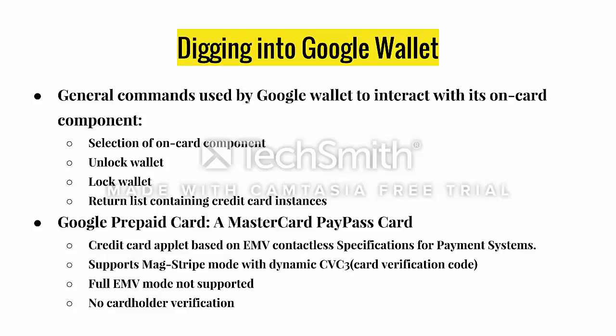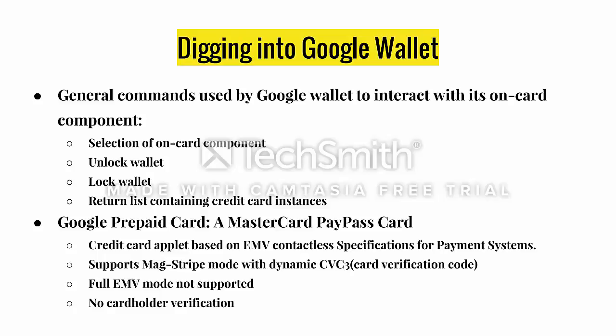Now, talking about the general commands used by Google Wallet to interact with its on-card component. First is select the on-card component. Next is the unlock command used by the wallet and allow access to the credit card application after the Google Wallet app has successfully verified the PIN. The PIN itself is not verified by the on-card component. Next comes the lock command and then the command that returns a list containing the credit card instances.